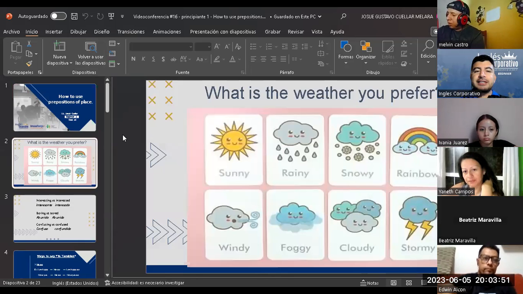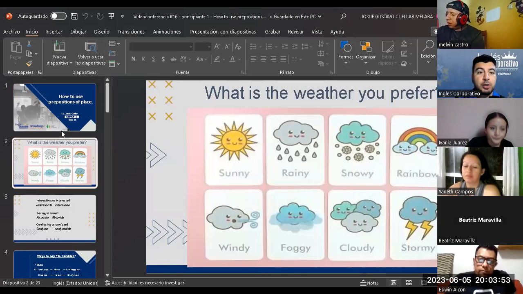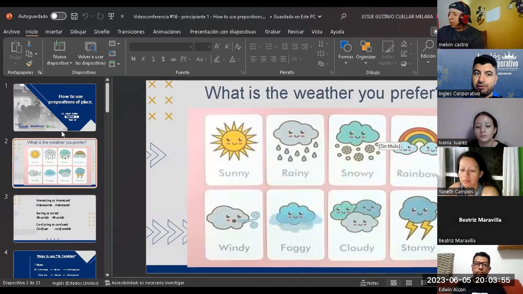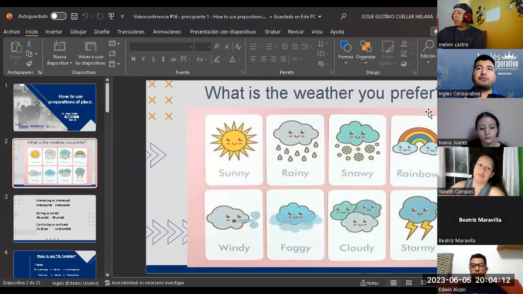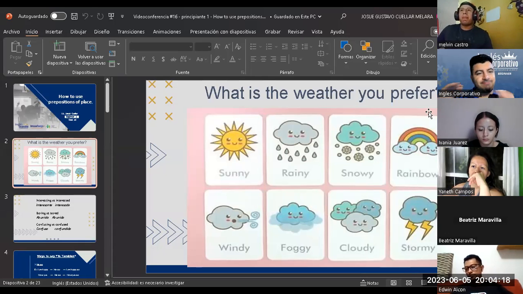Here we have this: what is the weather you prefer? What's the weather you prefer? Remember, here in El Salvador, we have different types of weather. Tenemos different tipos de clima. For example, San Miguel is different than Chalatenango. For example, La Palma and San Ignacio are different from La Unión. Okay, Planes de Renderos. Here we have La Libertad. Sometimes there are opposites.